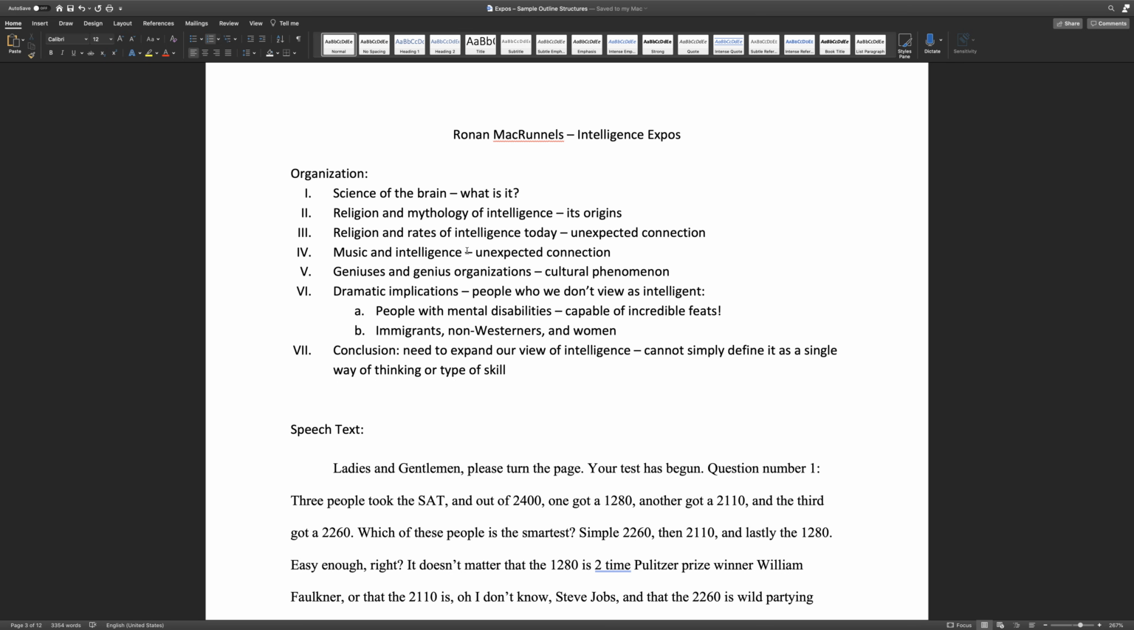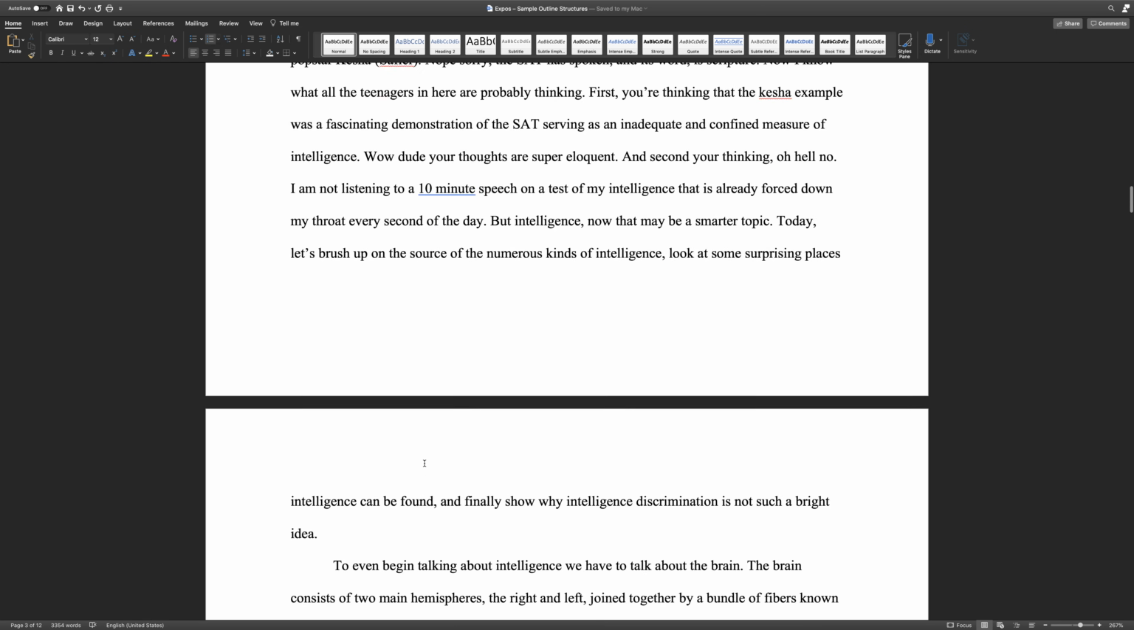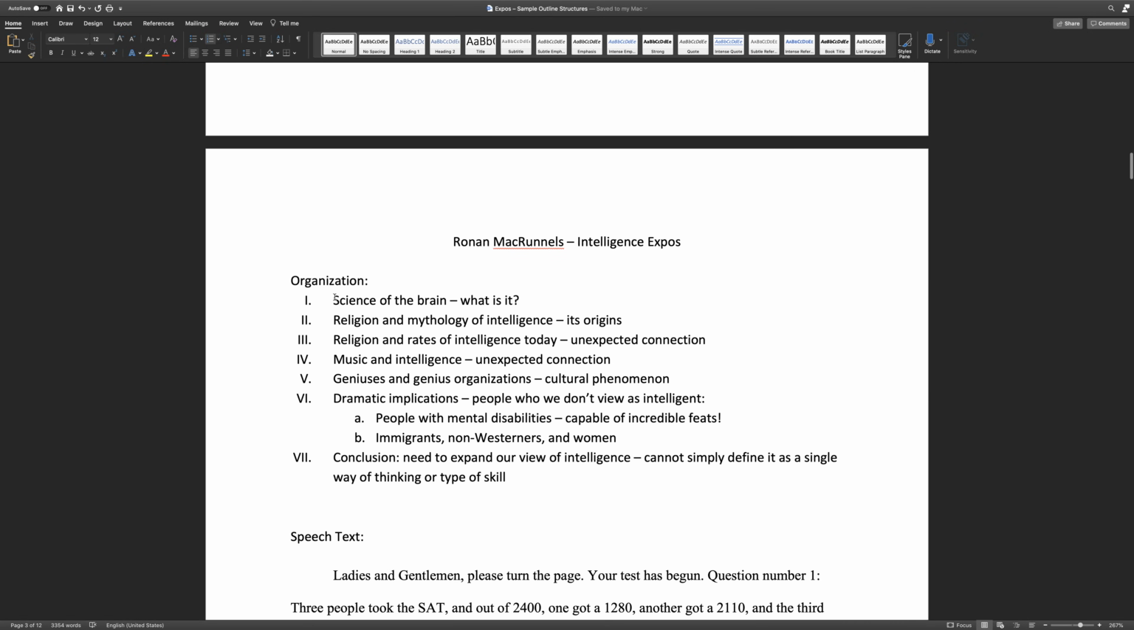Ronan McReynolds, he was a double state champion 2 years in a row. Here was his intelligence speech, state championship speech. And you can see here, his speech was on intelligence. And I have the speech text here. You can go read it in your own time. And what does he do?